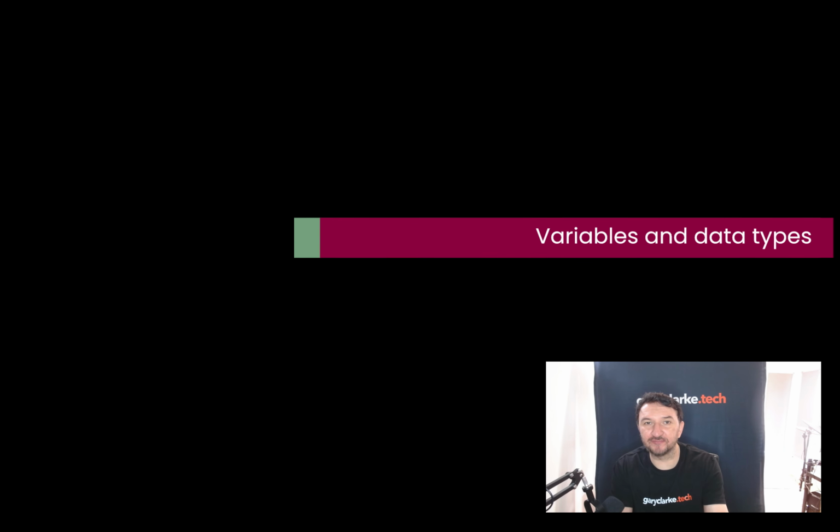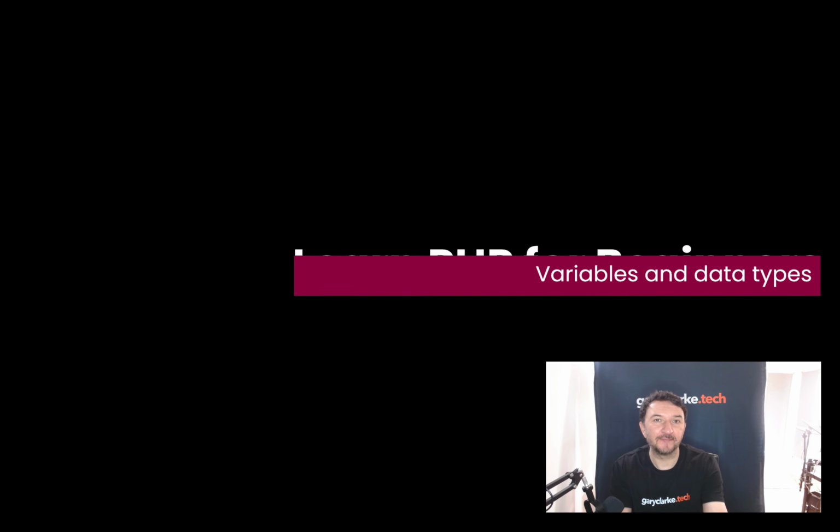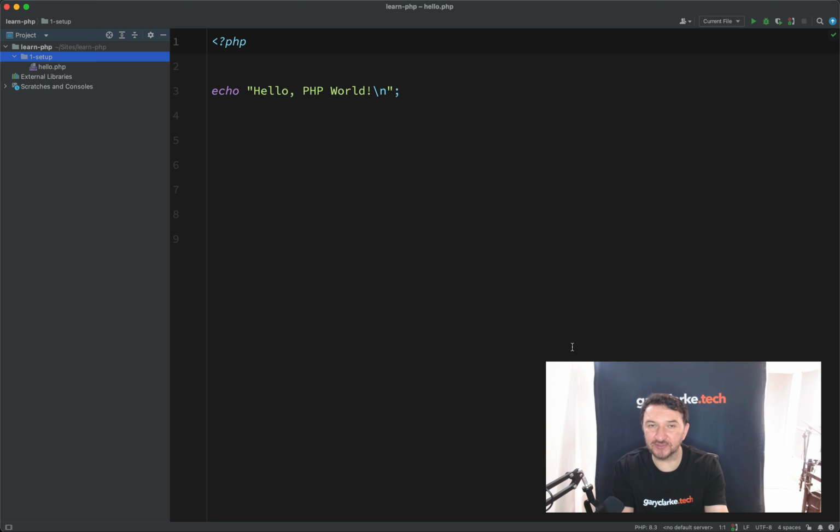Okay, in this one we're going to have a look at variables and data types. So say you have a particular piece of data, for example my name, Gary. Instead of having the string Gary repeated over and over in your code, what you can do is store that in something called a variable, which is like a container which points at that actual value.